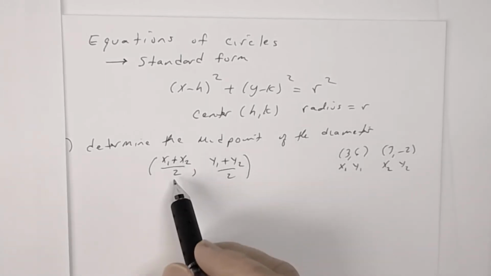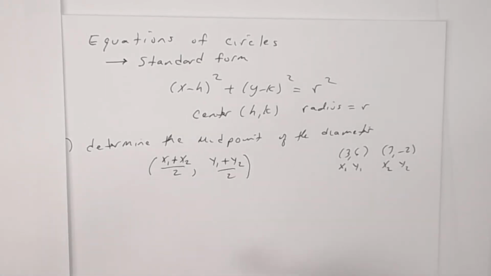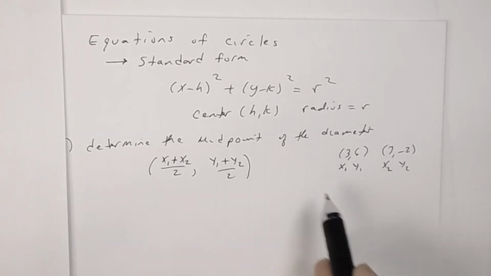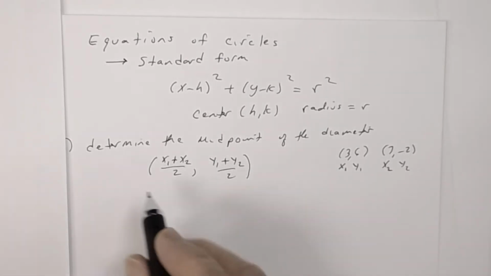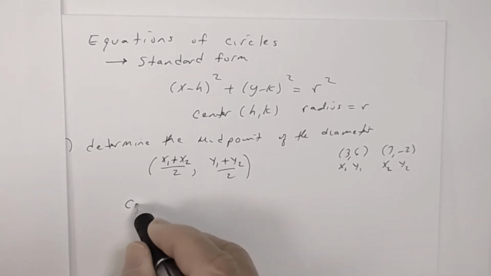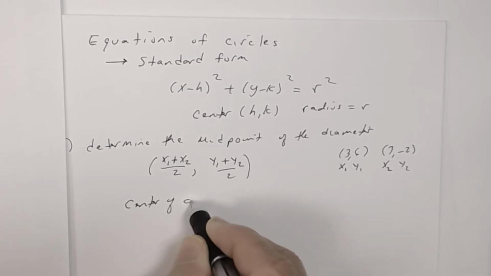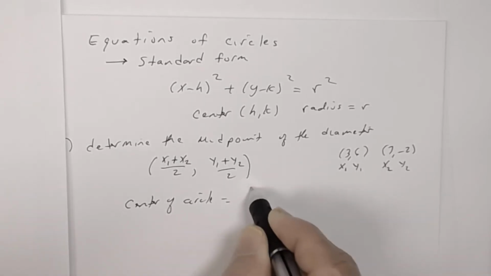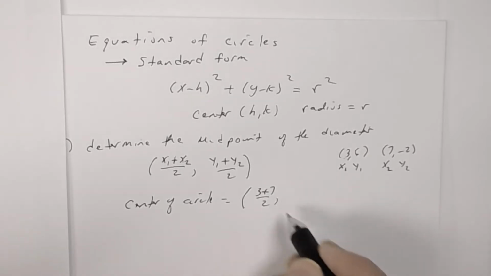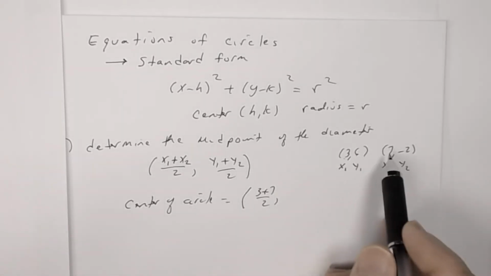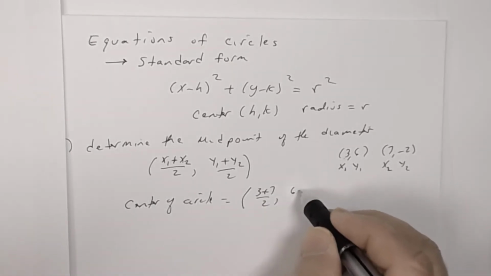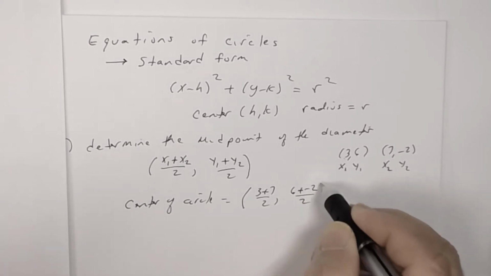So you take the average of the x-coordinates and take the average of the y-coordinates. Notice I labeled these, so we're just going to plug those values into this formula. The midpoint in this case will be the center of the circle. The center of the circle will equal 3 plus 7 divided by 2. So you add your x's together and divide by 2, and then you add your y's together: 6 plus a negative 2 divided by 2.